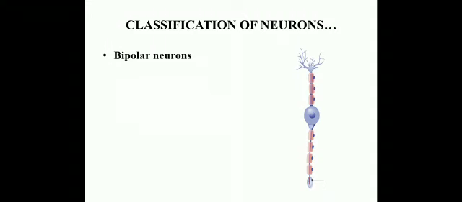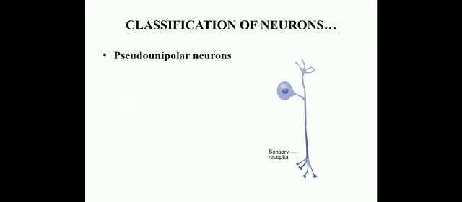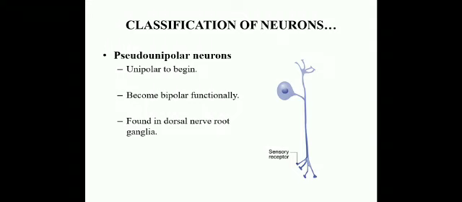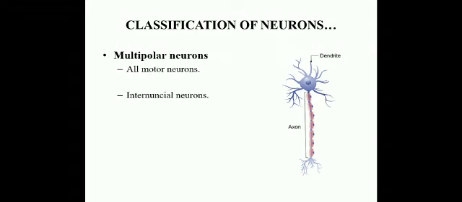The bipolar neurons are confined to the first neuron of the retina, ganglia of the 8th cranial nerve and the olfactory mucosa. The pseudo-unipolar neurons are actually unipolar to begin with but functionally become bipolar, and they are found in dorsal nerve root ganglia and the sensory ganglia of the cranial nerves. Most of the neurons in man are multipolar. Examples are all the motor neurons and also internuncial neurons.